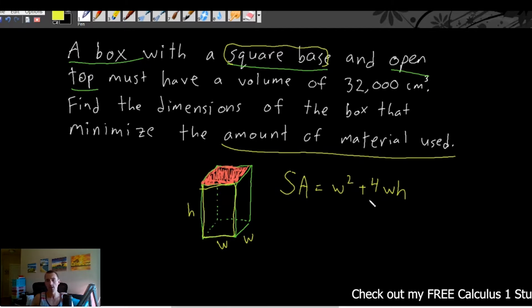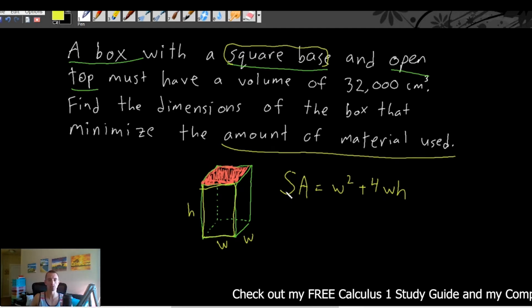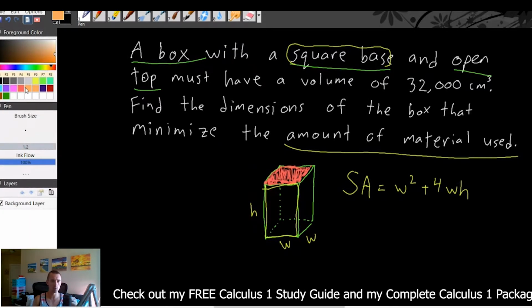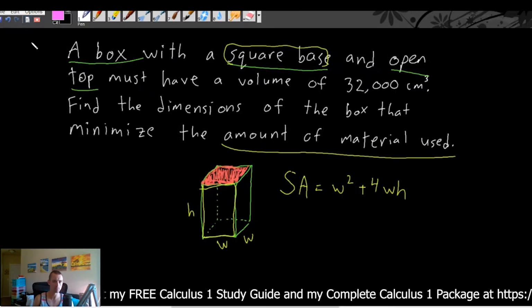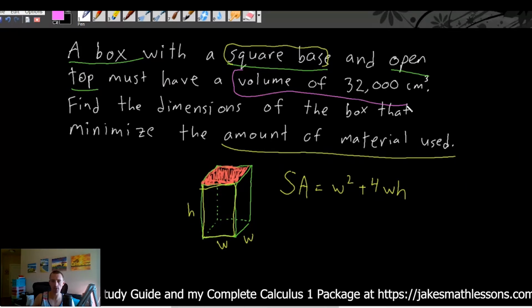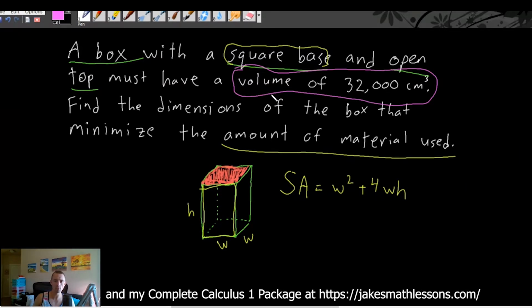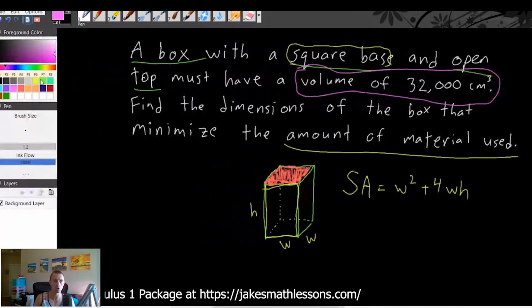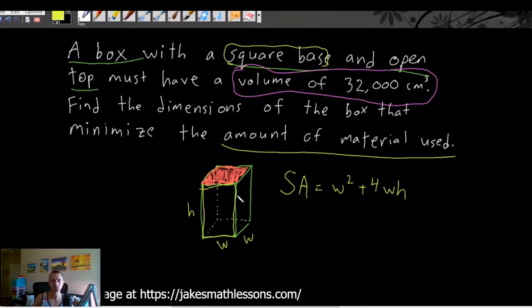Okay, so then the next step was to come up with our restriction equation. What does this problem tell us about how these different quantities have to be related to each other? Well, this is pretty much the only restricting information we have. We know that the volume of the box has to be 32,000 cubic centimeters. So what that tells us is the volume of this box has to be 32,000 cubic centimeters.